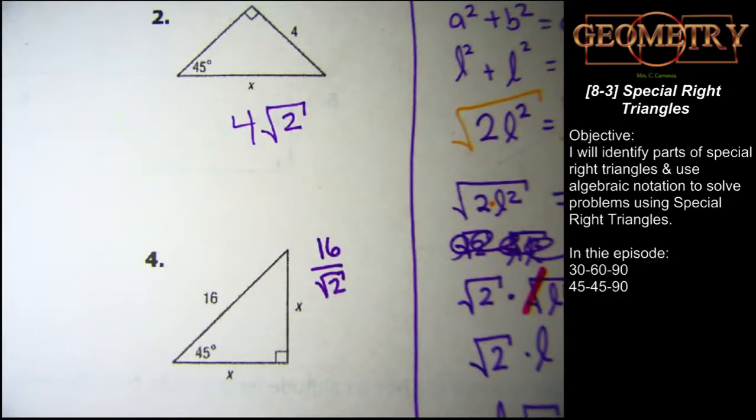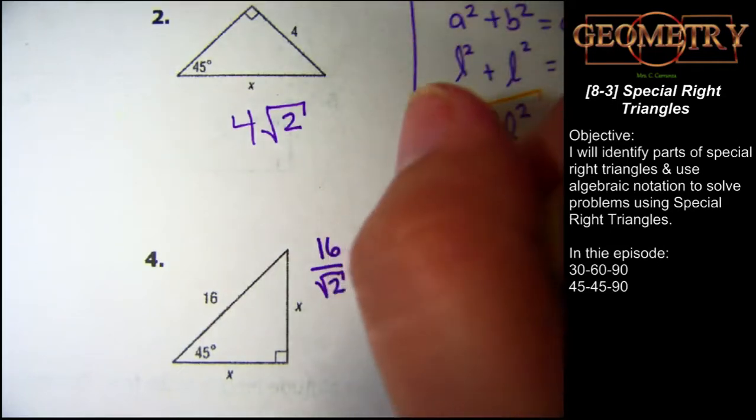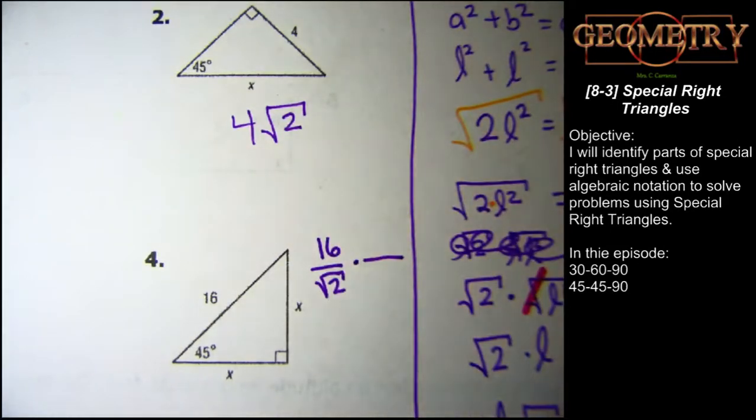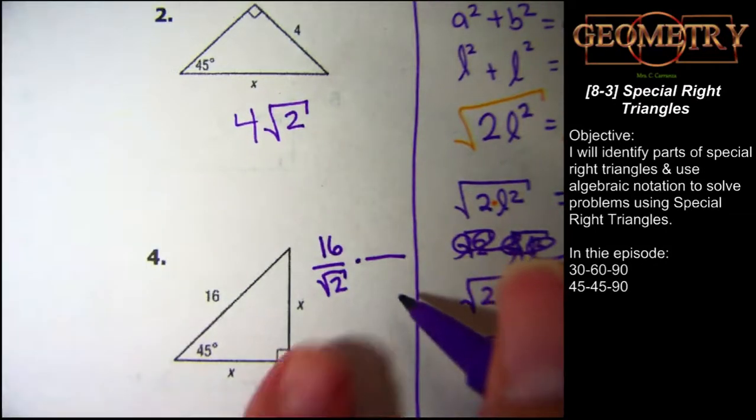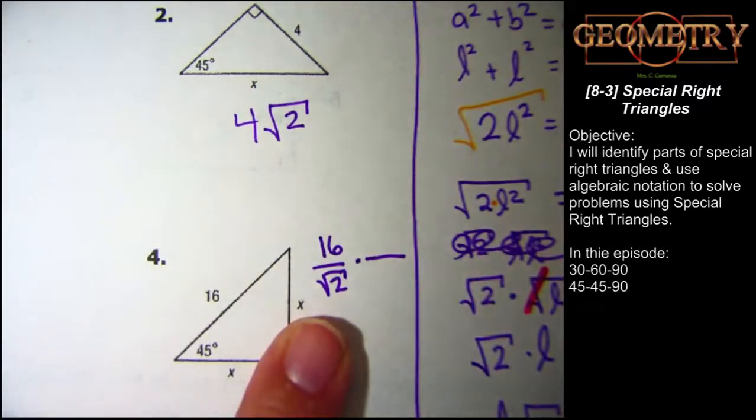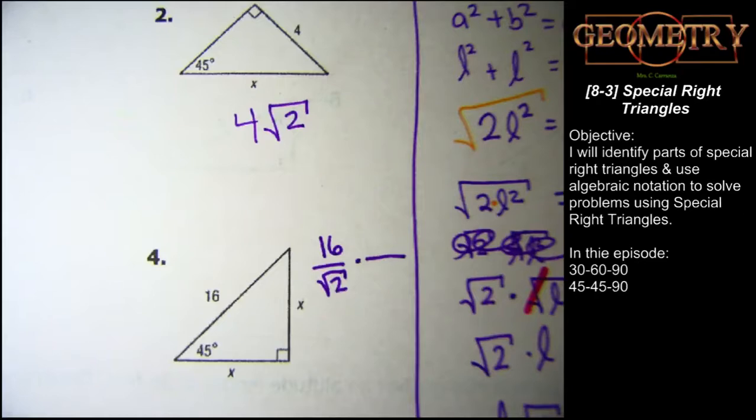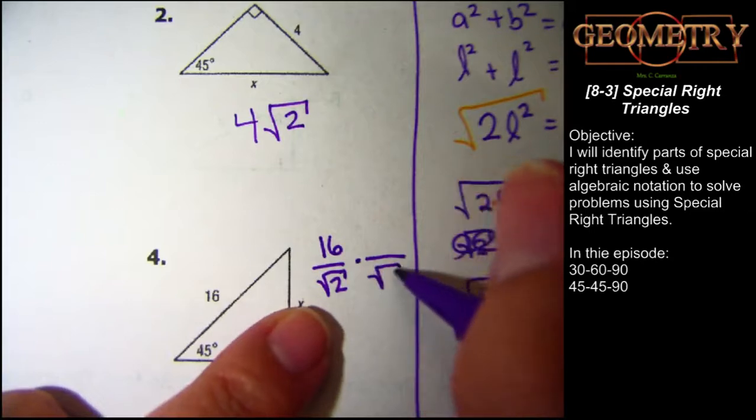Are you allowed to leave your answers with radicals in the denominator? No. Are you allowed decimals? Not on this assignment. No. Which means we have to rationalize. We're going to use rationalization. So we're going to multiply this fraction by some other fraction where top and bottom are the same. And we need to look at the denominator to figure out what we're multiplying by. We want to turn the square root of 2 into the square root of something that has a whole number square root. 2? Okay. So we're going to multiply by the square root of 2.